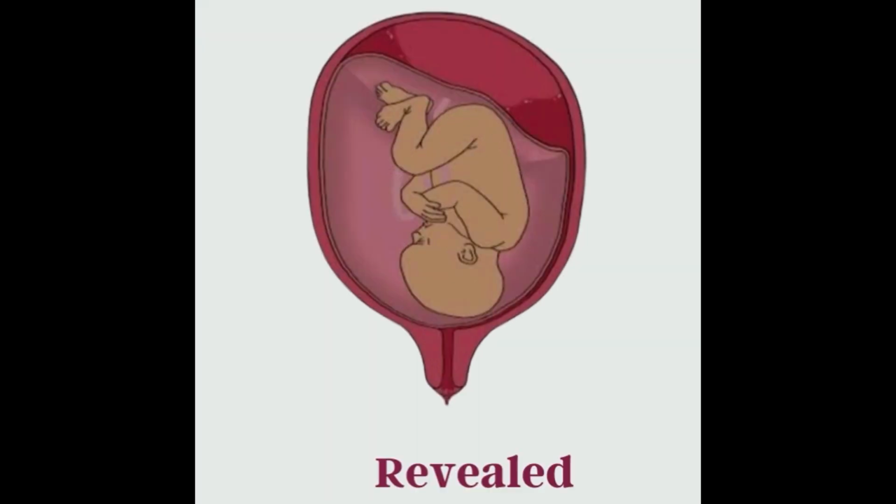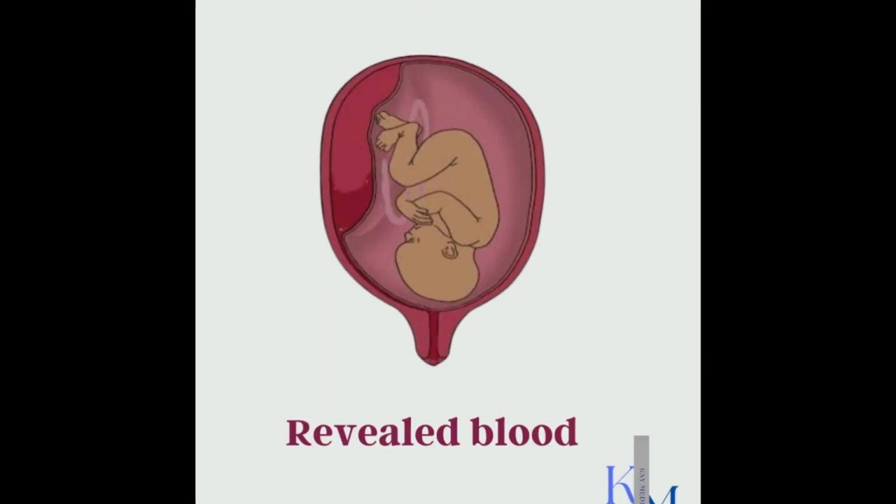A partial separation is the one in which only some part of placenta detaches. Bleeding can occur, as you can get from this picture here. This one is called the revealed type. In marginal separation, the margins of placenta are separated only, as you can see here. Only the margins are separated. Here again, bleeding can occur.